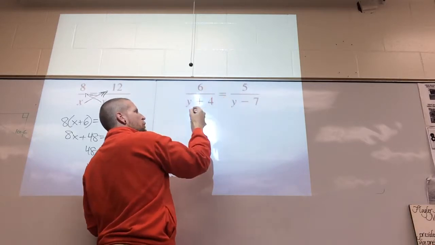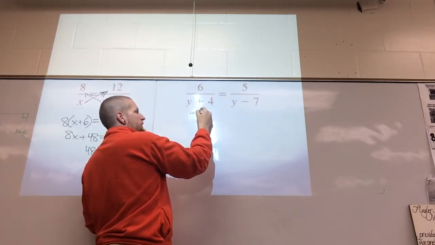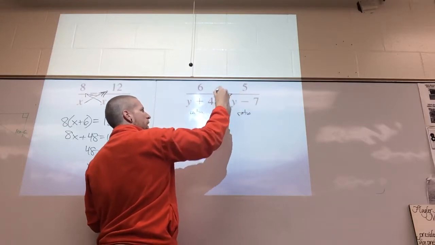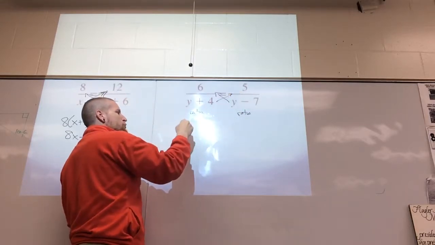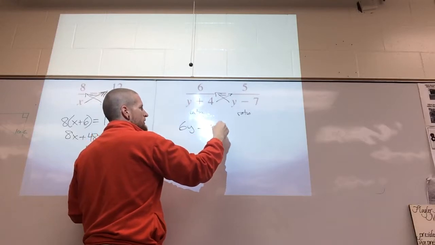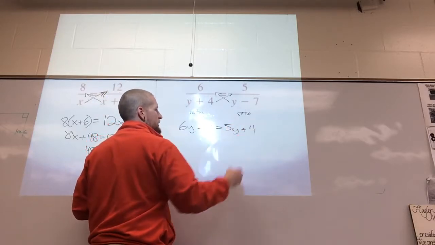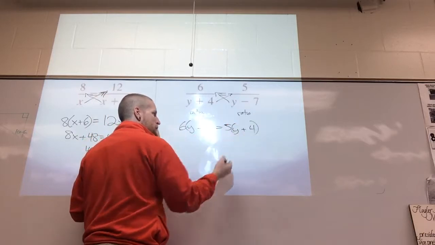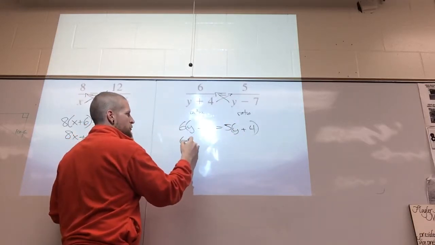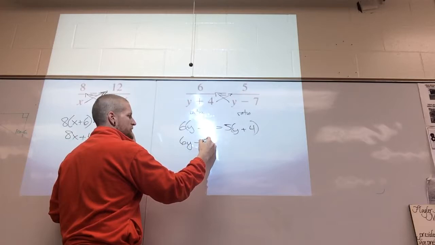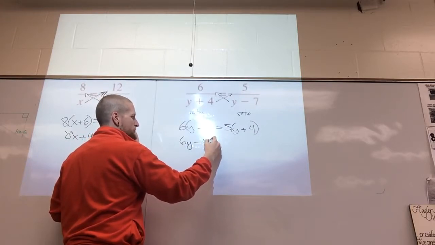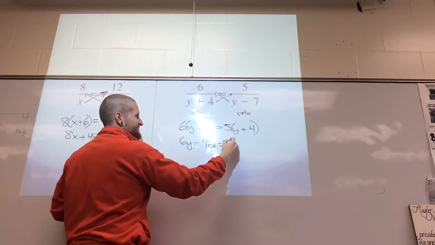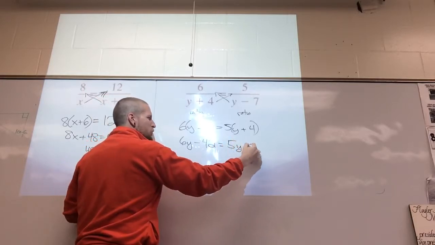This would still be a proportion because I've got a ratio here. So when I do my cross multiplying, again, do not do this because that would absolutely be the wrong thing to do. Make sure you put the parentheses around it. What's 7 times 7? 49. 5 times 4. 20.